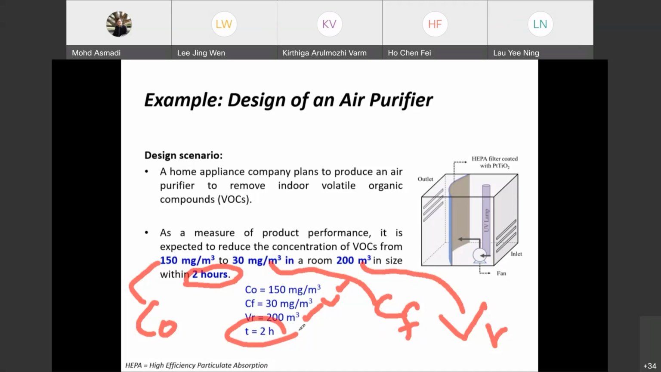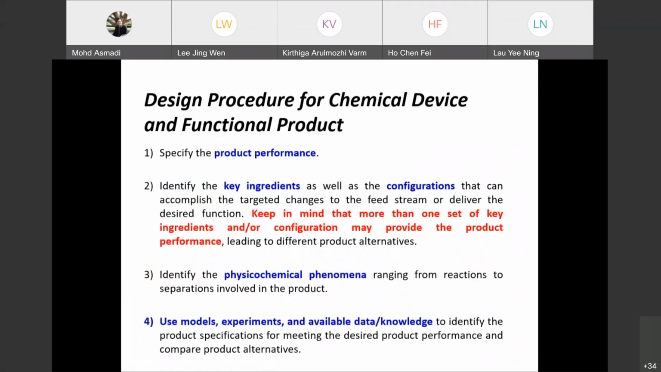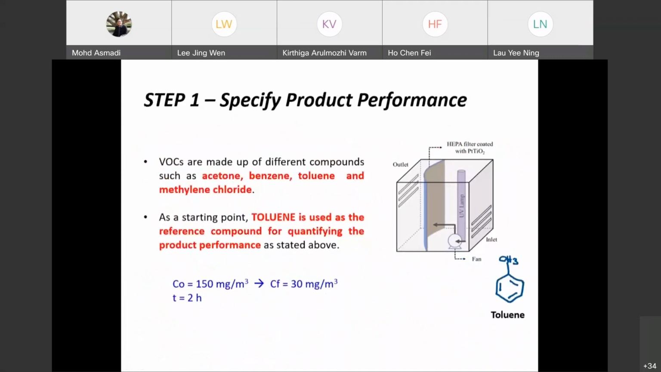Okay, the first step is, if you still remember, how to design. The first step, this one: please specify the product performance. What is the product performance? VOC is made up of different compounds like acetone, benzene, toluene, and also methylene chloride.